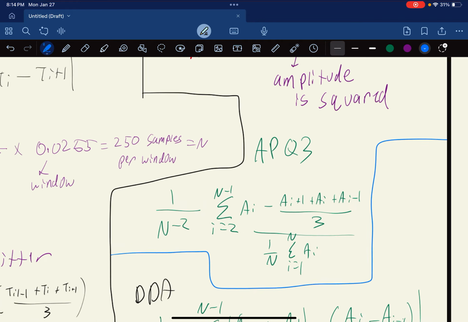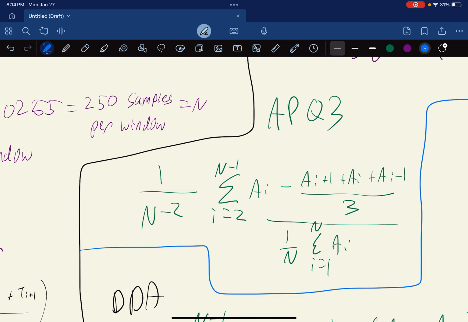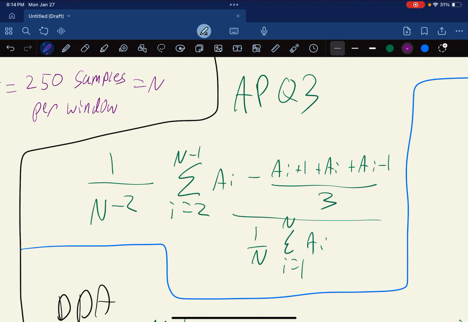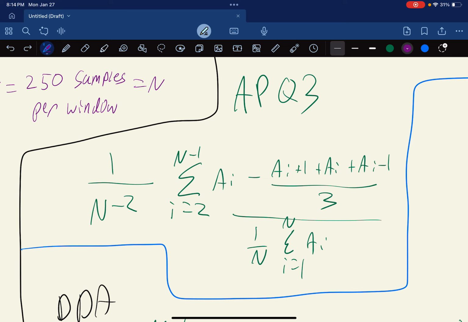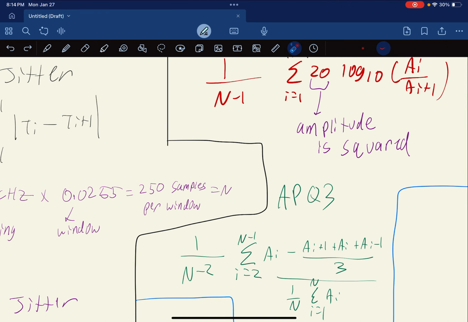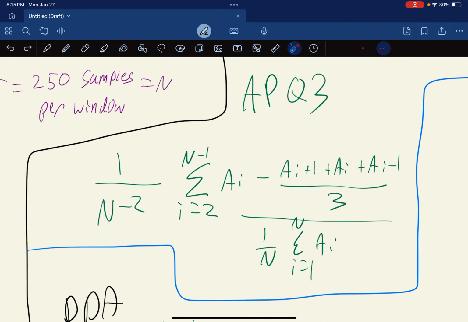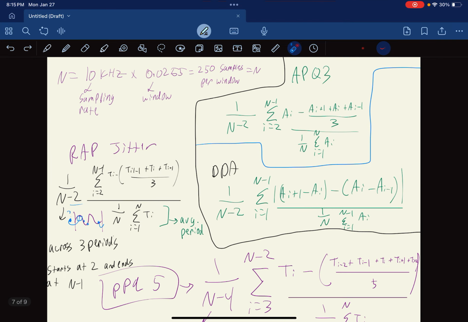Similarly, we can compare this to the jitter calculation. So RAP jitter is the same as APQ3 shimmer. As you notice, everything's analogous here, except the only difference is that rather than T, we use A, meaning amplitude. That's the only difference. There is a log form of this, but I figured I'd just write it this way, since you've seen this form before, to make things more simplistic and easier to understand.